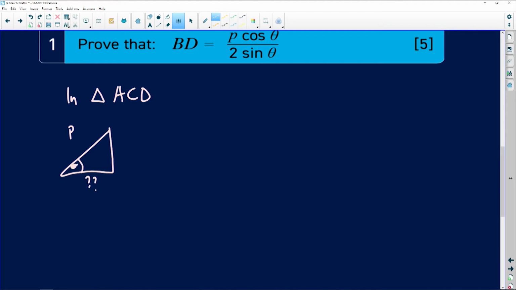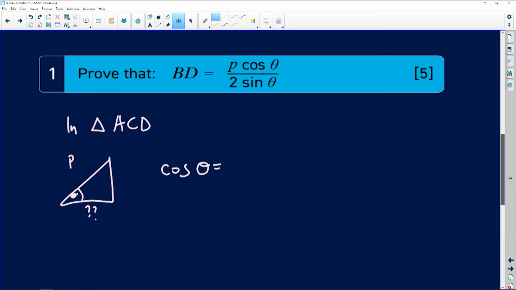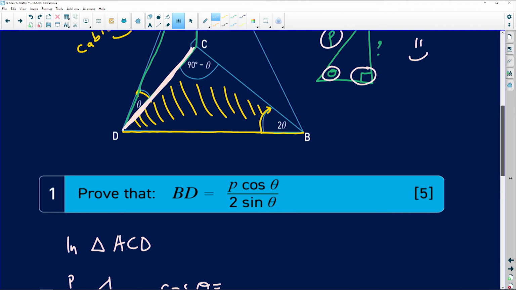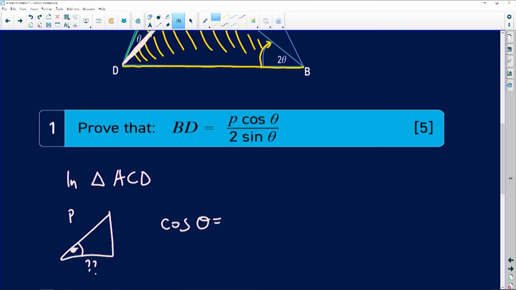Very important. So I'm going to say the cosine of that angle theta is given by the adjacent side. What is adjacent to the angle? The adjacent side is the line CD there. So I'm going to say the adjacent side CD divided by the hypotenuse, which is P. By cross multiplication, our CD comes out as P cosine of theta.